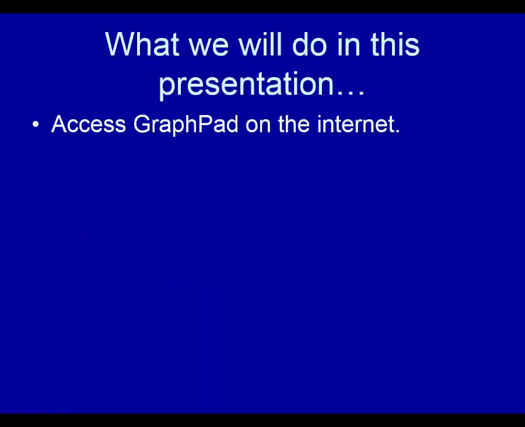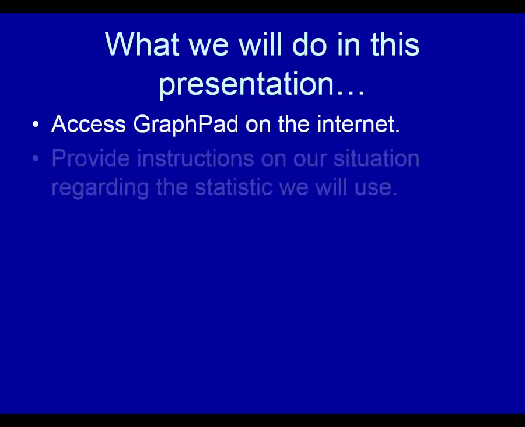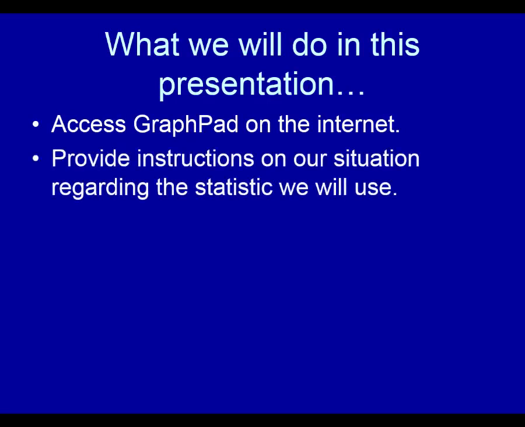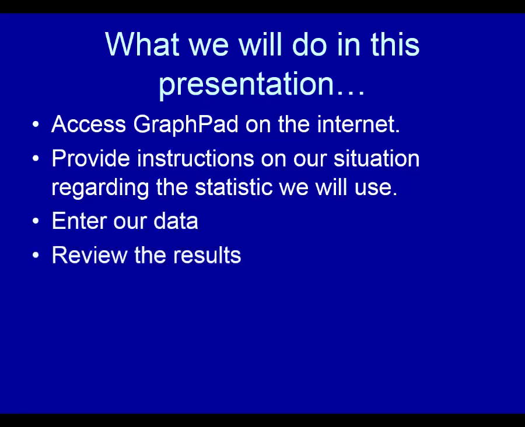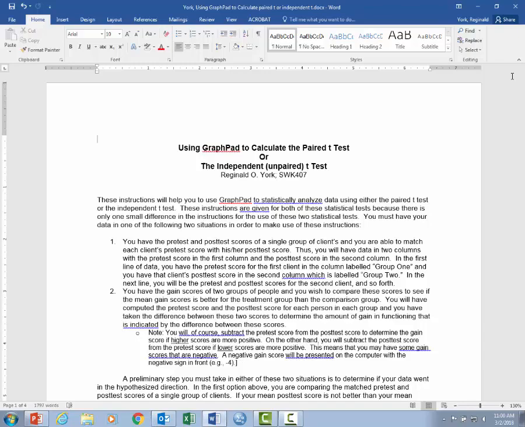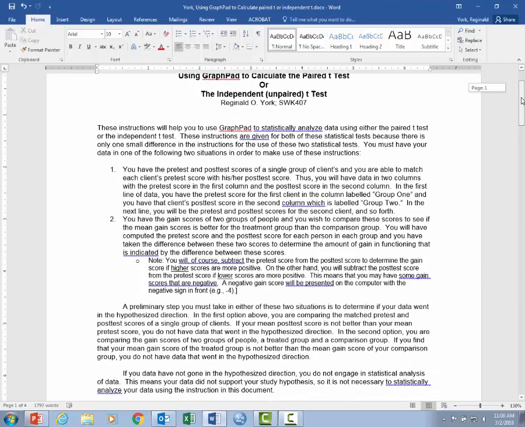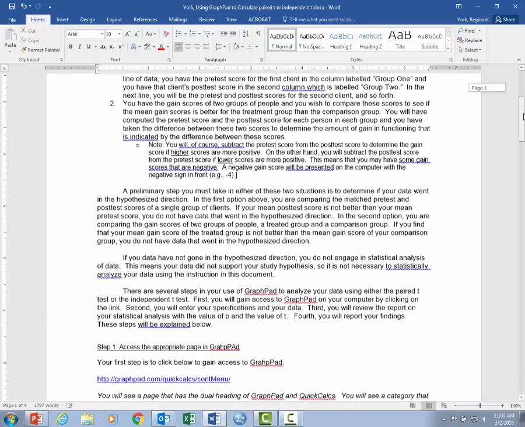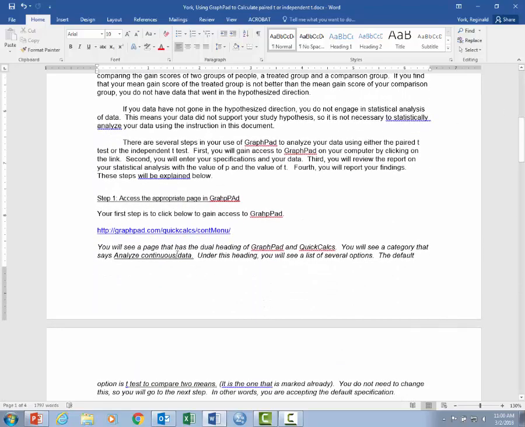What we will do in this presentation is access GraphPad on the internet, provide instructions on our situation regarding the statistic we'll use. We will enter our data and review the results. We'll now go to the document that you may have. This carries you through the procedures I'm going to go over step by step. It provides the documentation for it. I'm going to use this presentation to illustrate it on the screen so you can see me doing the work.